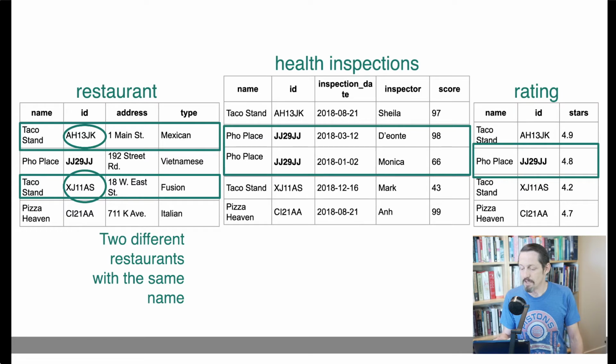So we can use unique IDs because they're unique to positively identify the restaurant that we are talking about, whereas other kinds of tags may not be unique.